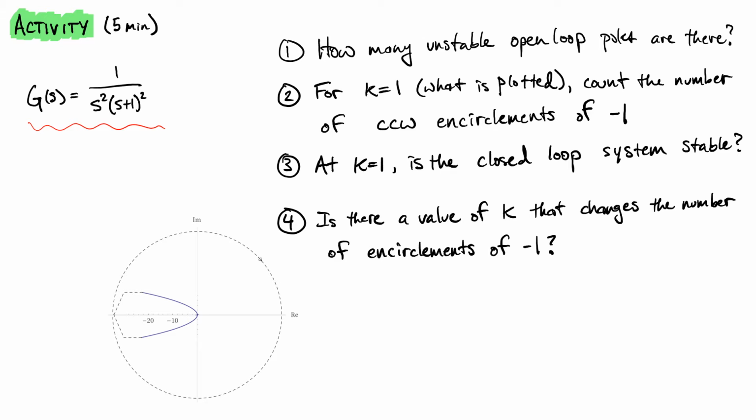In the second step, we're going to take a look at the Nyquist diagram and count how many counterclockwise encirclements of -1 there are. And then from that, you're going to be able to say whether or not the closed loop system is stable for k is equal to 1. And then I'd like you to generalize that to see if there are values of k that change the number of encirclements and whether or not that should change the stability. So go ahead and give this a shot using the Nyquist criteria and your more recent understanding of the arcs at infinity to analyze this Nyquist diagram.